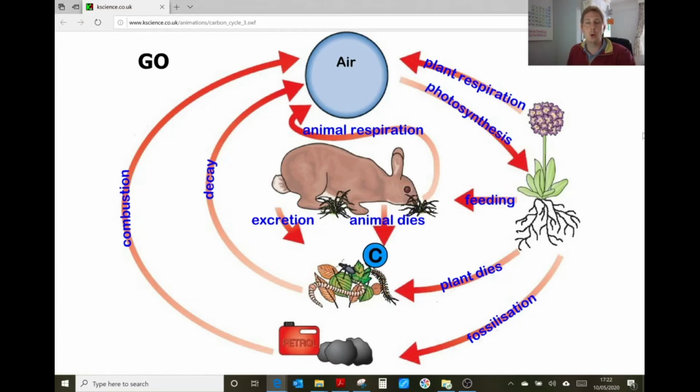Make sure you've got all of the animals on. Make sure you know what respiration is, photosynthesis. Make sure you've got feeding. Make sure you've got excretion, decay, fossilization and combustion.